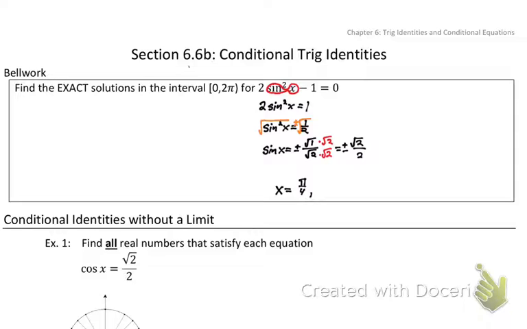Can someone else raise your hand and tell me another one? Yeah. 3 pi over 4. I need another one. 5 pi over 4. Okay, 5 pi over 4. I need one more. 7 pi over 4 would be correct.